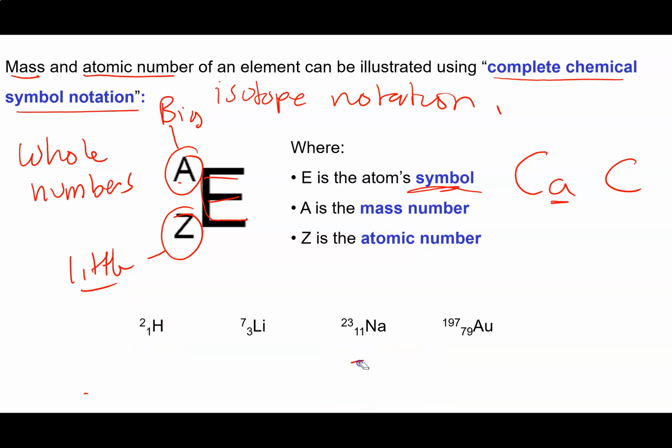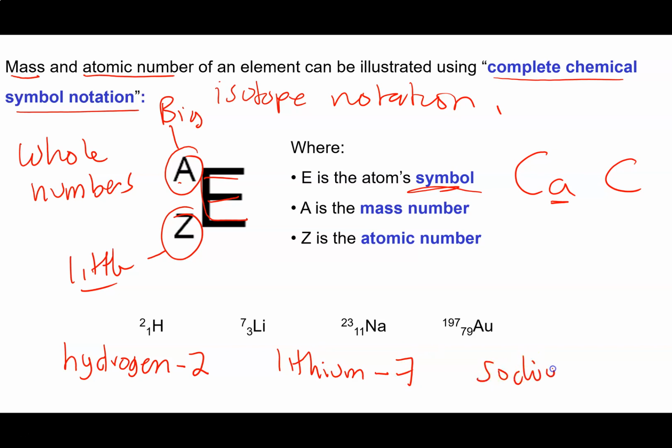Now, I should point out that there's another way of writing the complete chemical symbol. You write the name of the element, and then you put a hyphen, and you put the mass number. So you go lithium, and you put the mass number. Sodium, and you put the mass number. So that's an alternative.